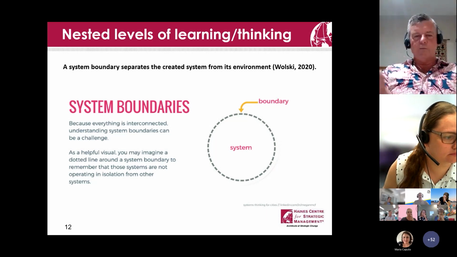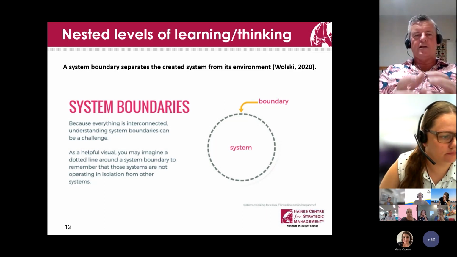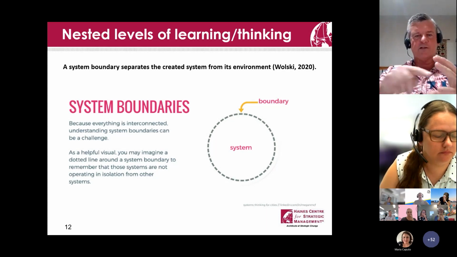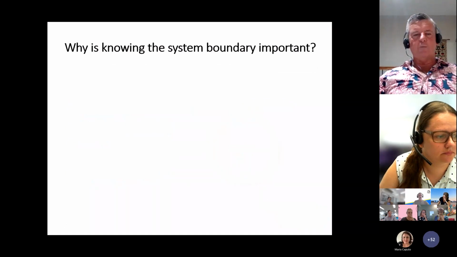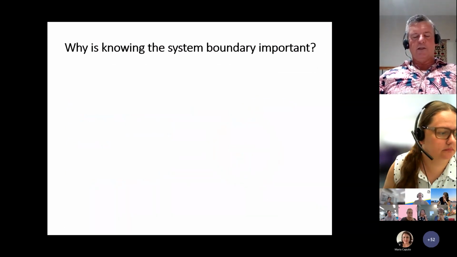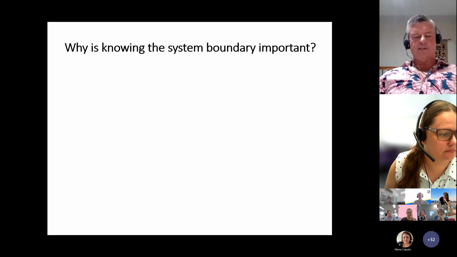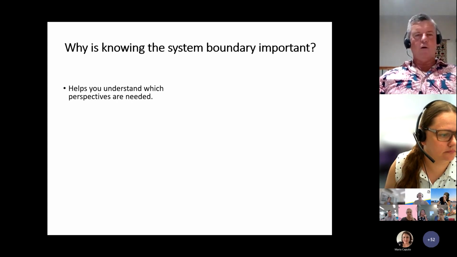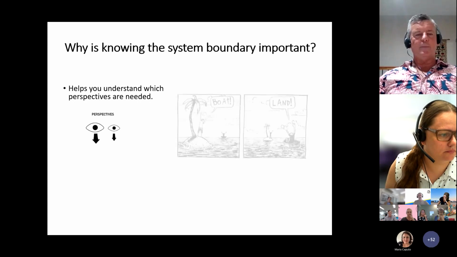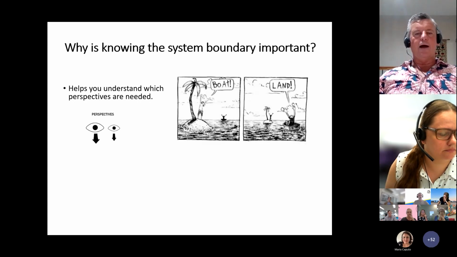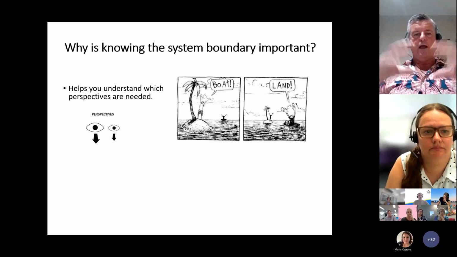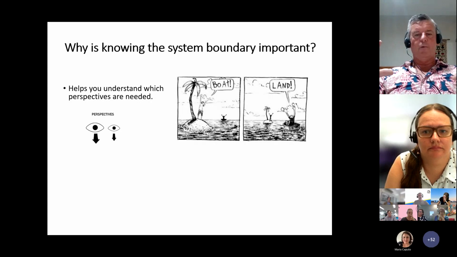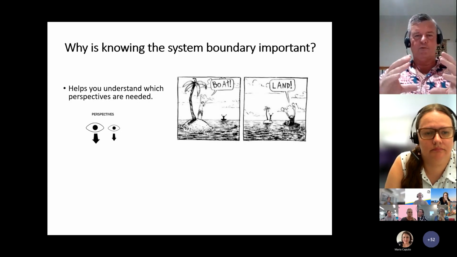And what it enables you to do is understand how to separate the system, the parts that are interacting, from its broader environment. And it's really important to be able to do that when you're thinking about evaluation of systems. In particular, it helps you understand which perspectives are needed. Who are the stakeholders that are really crucial to making the system work, and who's more peripheral but important to the system and its performance.